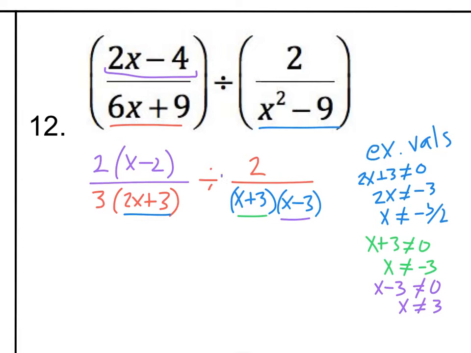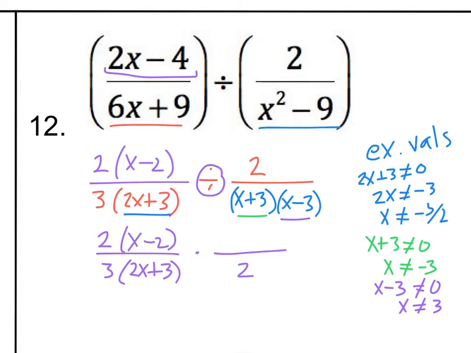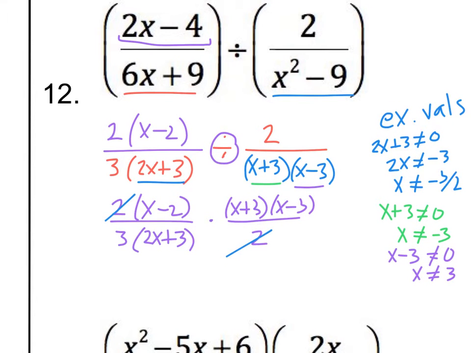All right, now I've got to deal with the divide. I know that I keep the first part the same, so 2 over x minus 2 over 3 times 2x plus 3. Change this to a multiplication, then we're going to make this the reciprocal. We get 2 on the bottom, and we get x plus 3 and x minus 3. Cancel out my 2's. That's the only thing in this problem that can cancel out, because I was planning to do some other stuff, and then I think I just made that a 6 instead of a 3, but that's okay.